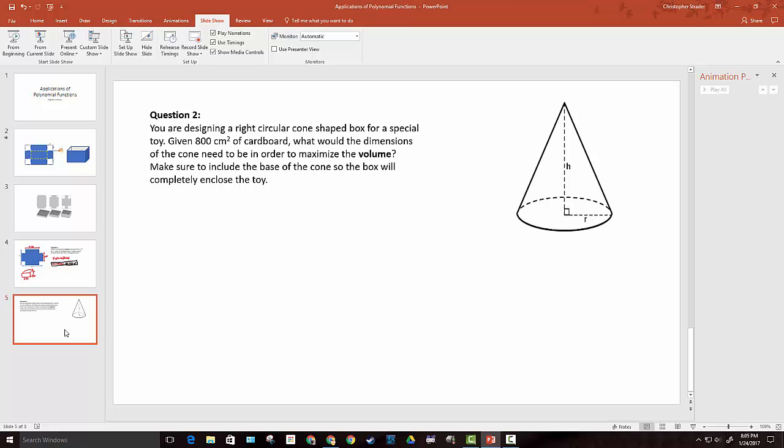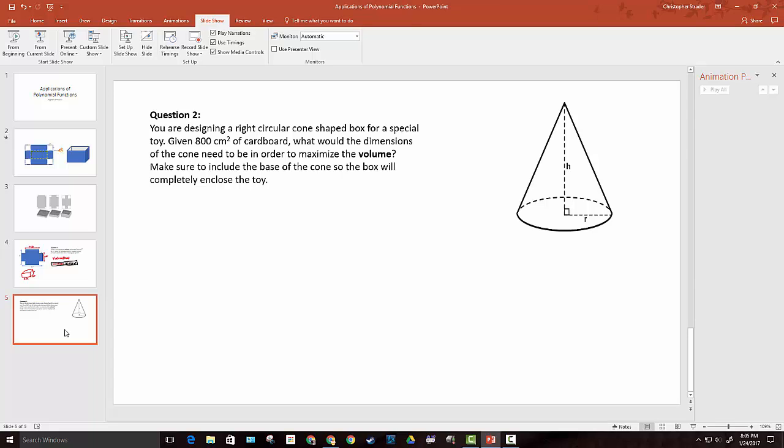That's really just a cone with a height and a radius that meet at a right angle at the center of the circle. And we are given that 800 centimeters squared of cardboard is available. So what dimensions of the cone would maximize the volume of this cone? Sounds very similar to the previous question, but now it has surface area that's also involved in it.